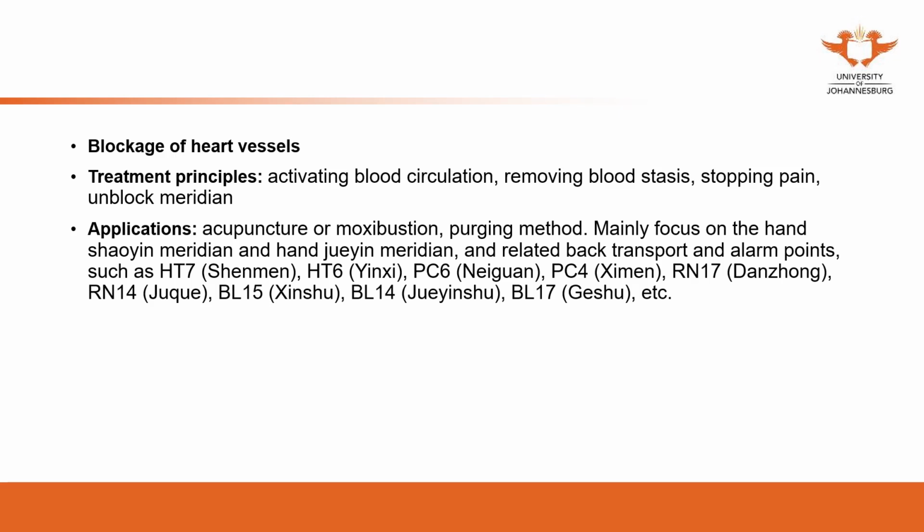The patient may present with severe sweating, fever, cold extremities, purple lips, purple tongue, or sometimes purple spots on the tongue. Choppy pulse, irregular pulse, all may present in this situation. In the treatments, we're going to activate the blood circulation, remove the blood stasis, stop pain, and unblock the meridian. Stopping pain is very important in this situation.